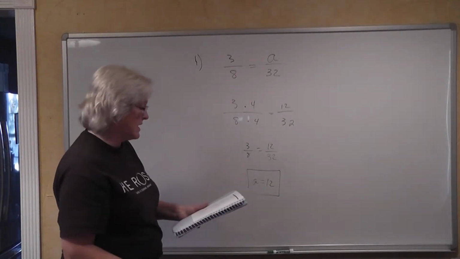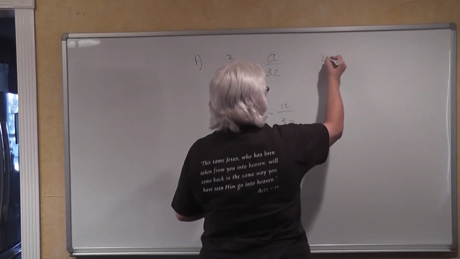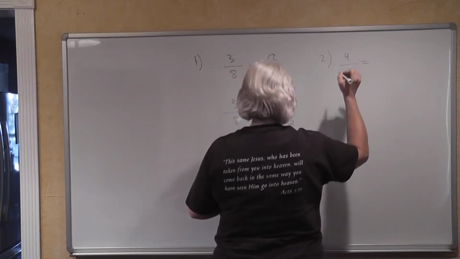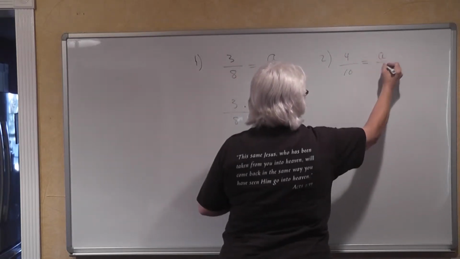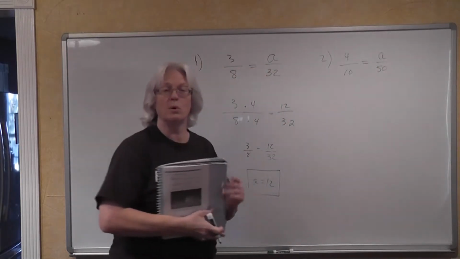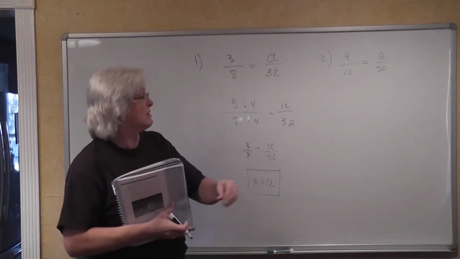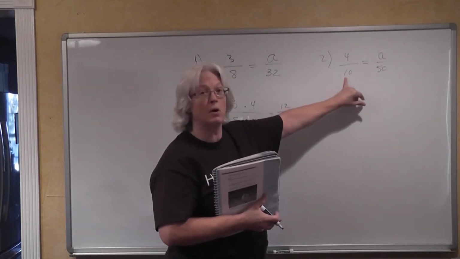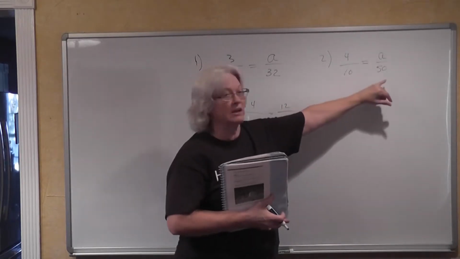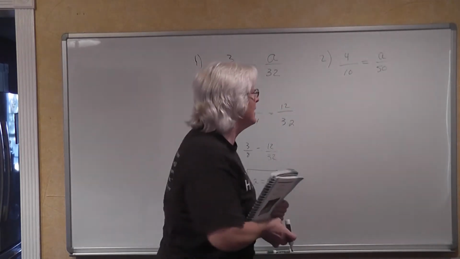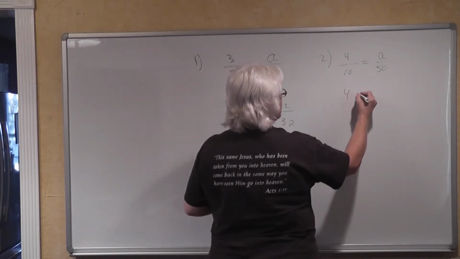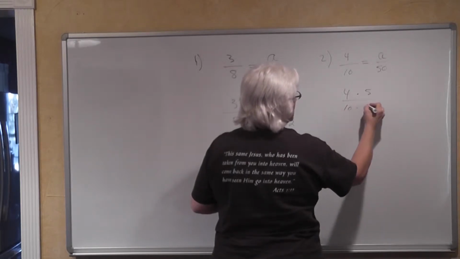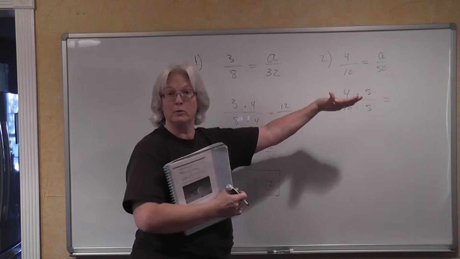So let's look and see what we have for skill check number 2. We have 4/10 is equal to A over 50. So what value are we going to need for A here? Well, we see that the denominator is increased, so we're going to have to say, what can we multiply 10 by to get 50? Well, 10 times 5 is 50, so we're going to multiply both the numerator and the denominator by 5.